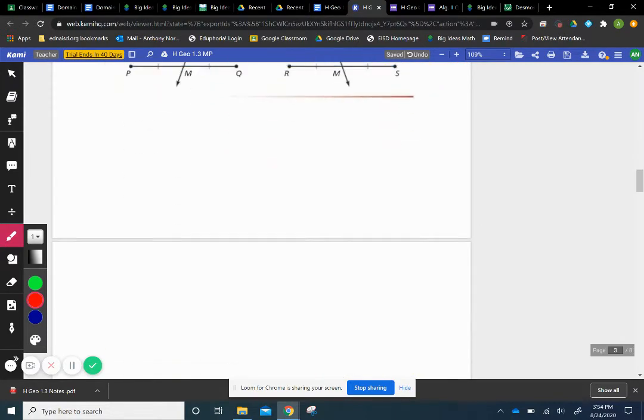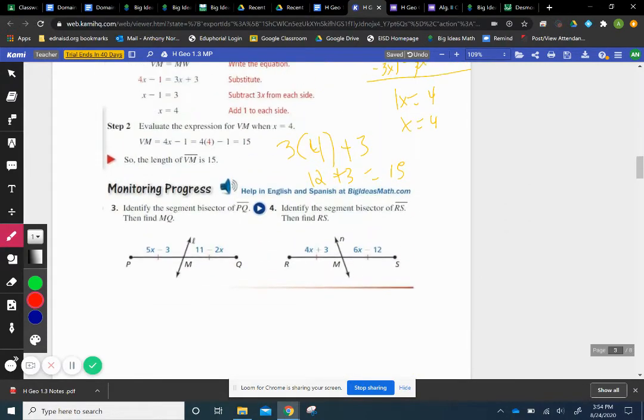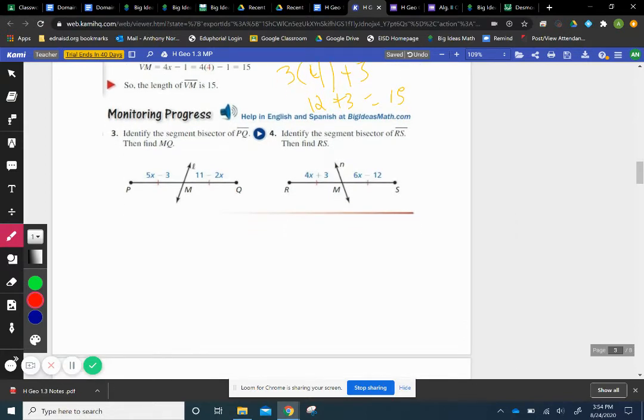Okay, cool. Hope you're following along. If you have any questions, as always, ask me. Monitoring progress 3 and 5, 4, 3. Identify the segment bisector of line segment PQ, then find MQ or QM. Remember, they're the same thing. And this is the distance or length of segment MQ.